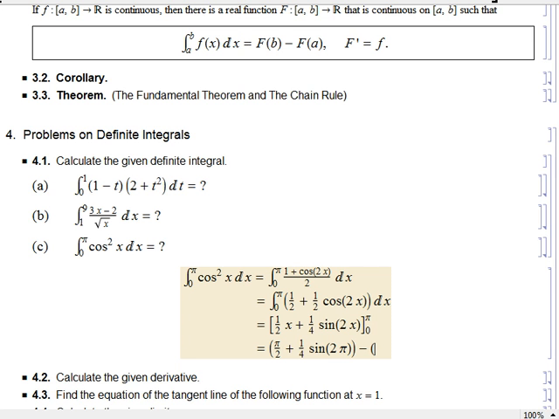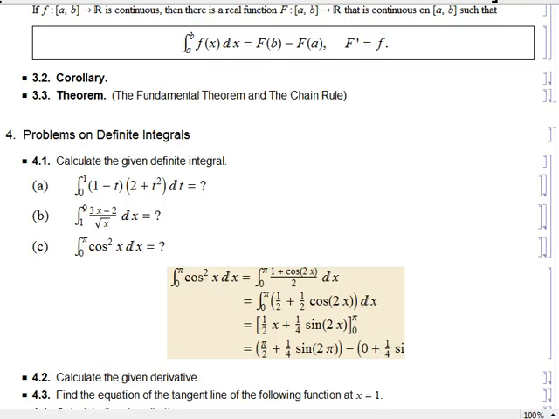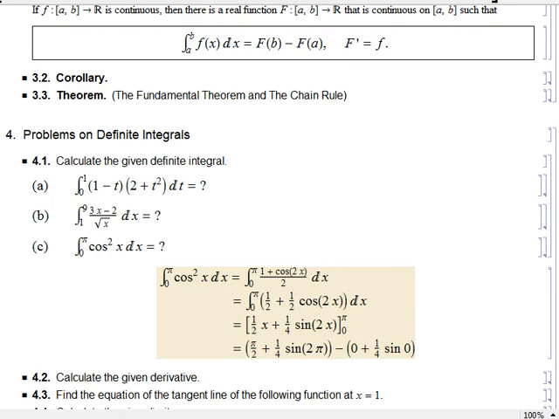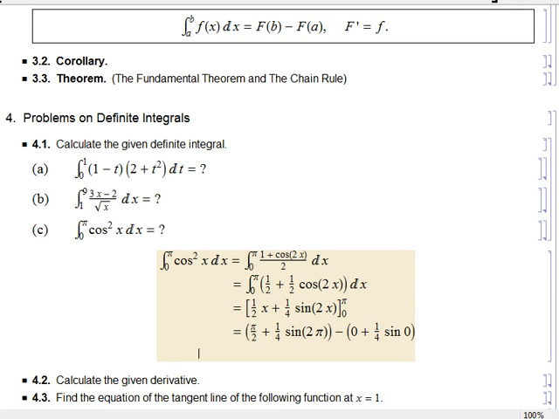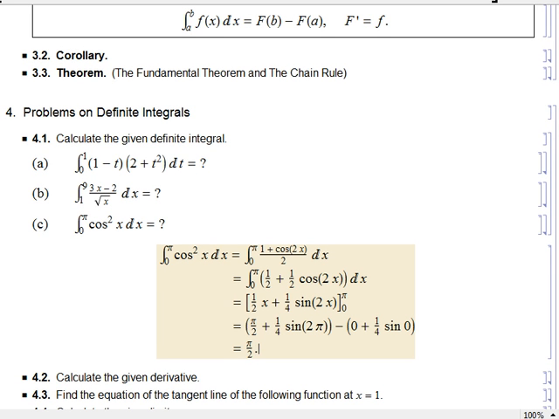What do you get? Plug in 1/2 times 0, so that's 0. So 1/4, and we have sine of 0. But sine of 0 is 0, so we have a bunch of zeros here. And sine of 2 pi is 0, and 1/2 times 0 is 0, 1/4, and the sine of 0 is 0, so the answer is just pi over 2.